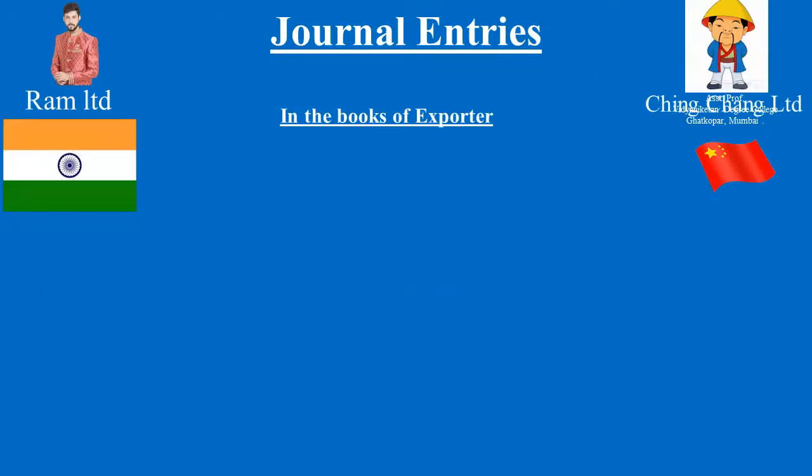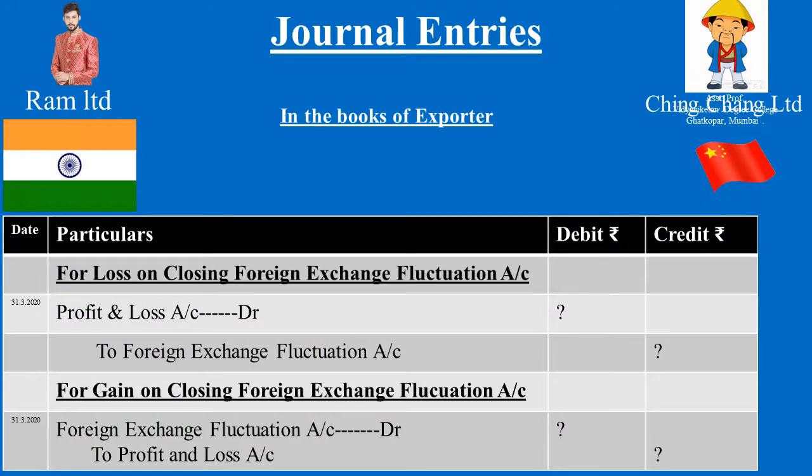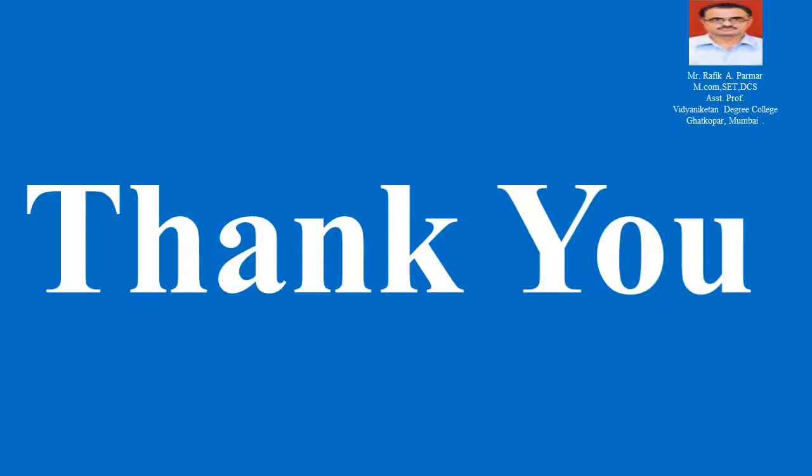Next, we have to close the foreign exchange fluctuation account. Now while closing the foreign exchange fluctuation account, there are two possibilities. One, there can be a loss on that. So whatever is the loss will be debited to profit and loss account. So profit and loss account debit to foreign exchange fluctuation. And there can be a chance of gain also. So if it is a gain, then we have to credit profit and loss account. So the entry is foreign exchange fluctuation account debit to profit and loss account.